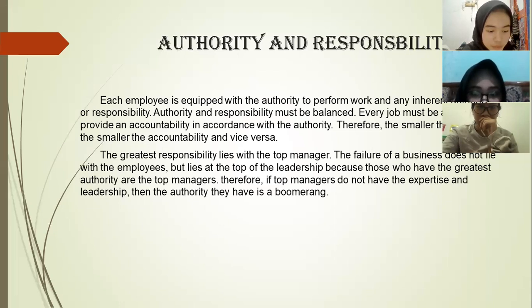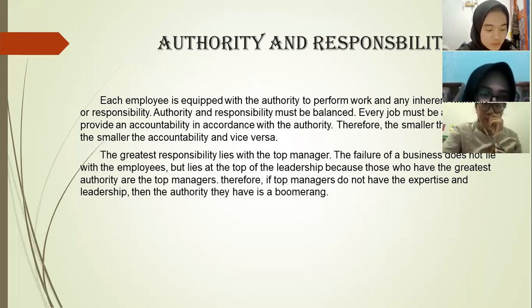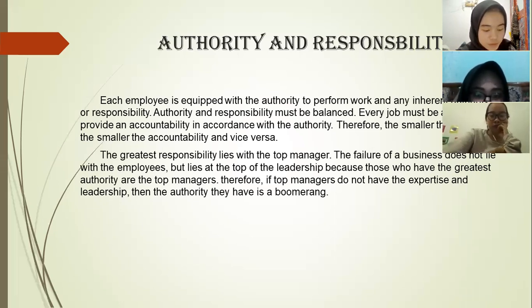The failure of a business does not lie with the employees, but lies at the top of the leadership because those who have the greatest authority are the top managers. Therefore, if top managers do not have the expertise and leadership, then the authority they have is a boomerang.